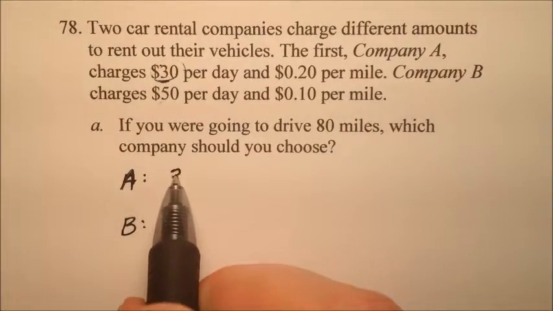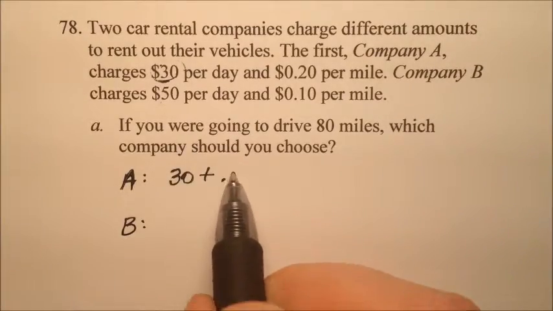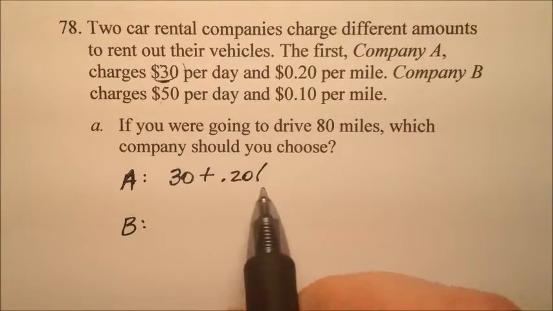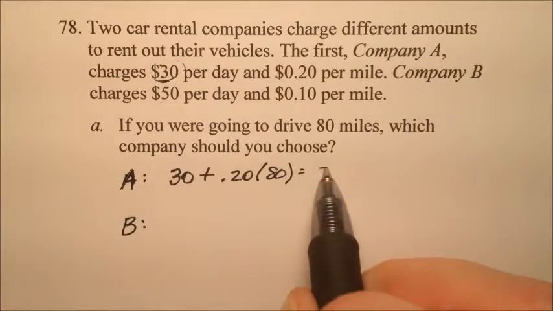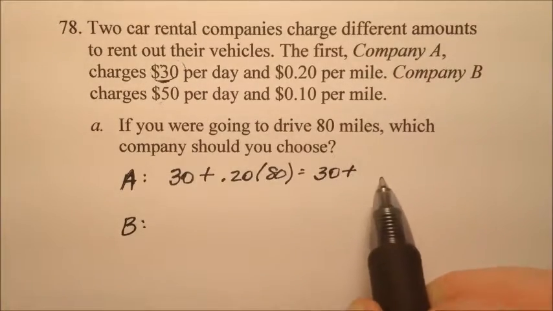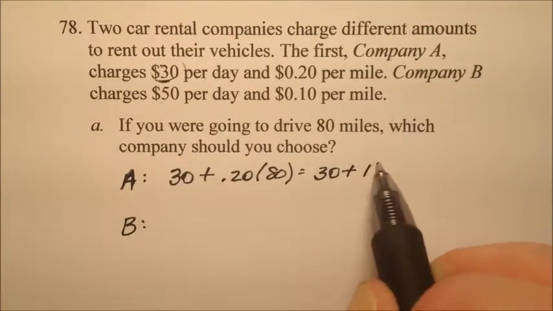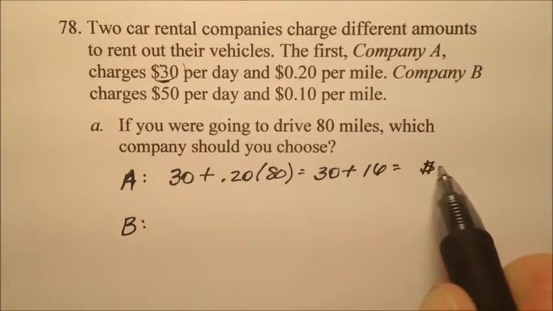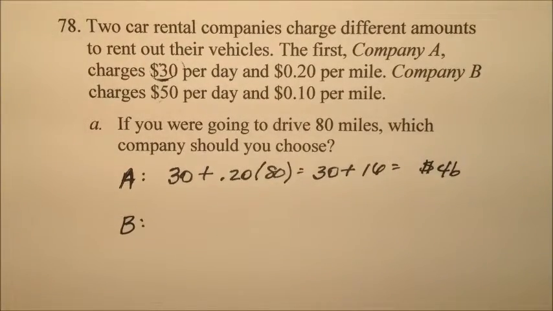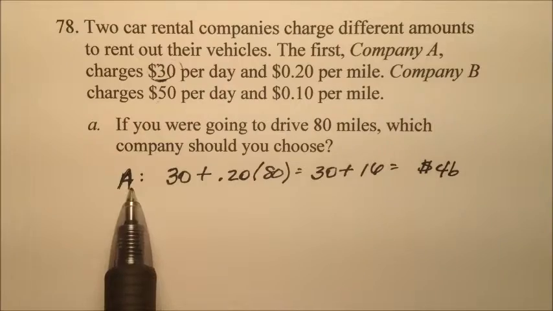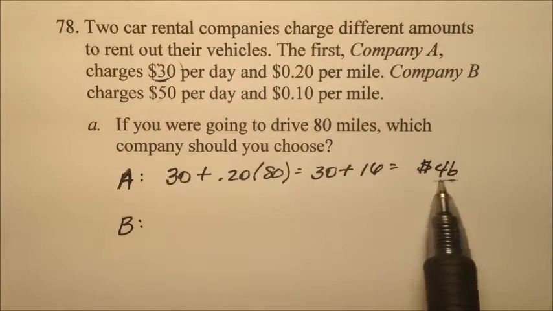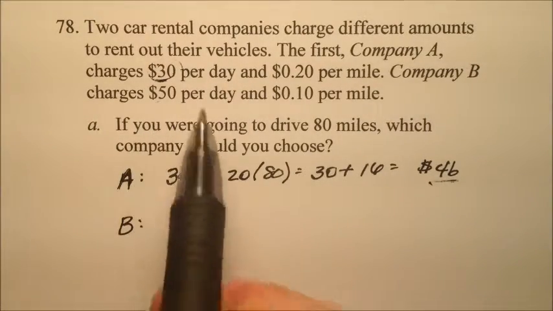Company A is $30 per day plus 20 cents per mile, and it says 80 miles. So it should be 30 plus, and 2 times 8 is 16. So it looks like it's going to be $46 for the day. Well, we already know company A is better because their total is 46, and company B's flat fee is 50.